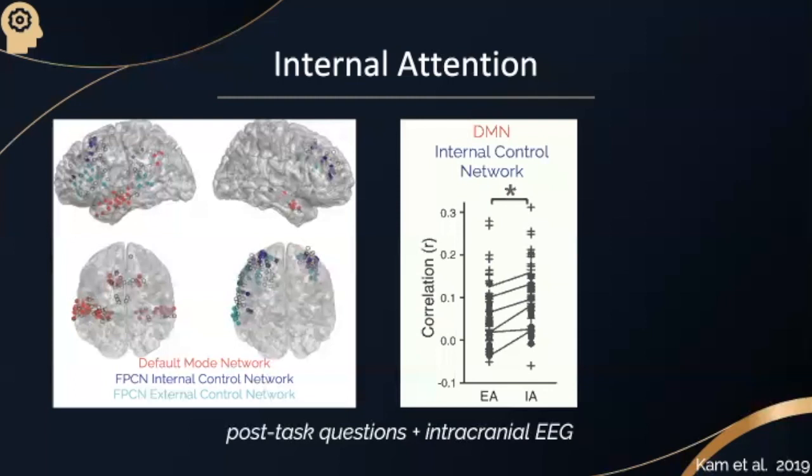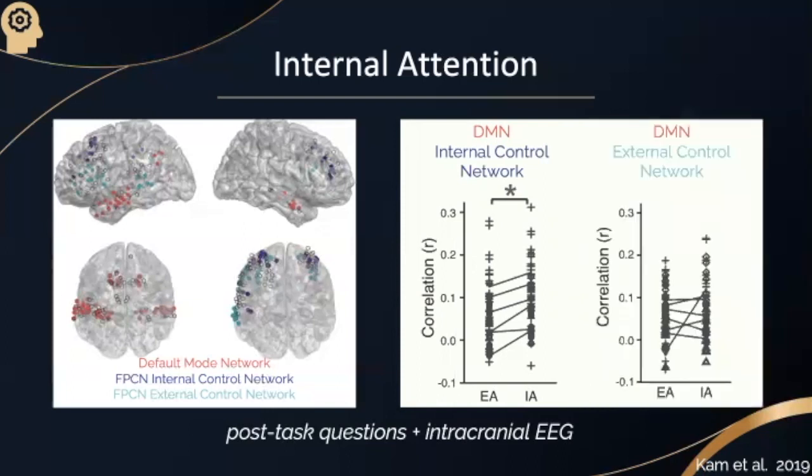We found that theta band connectivity between the DMN and the FPCN internal control network was significantly greater during internal attention relative to external attention. Now, this was not observed for the connectivity between the DMN and the FPCN external control network. Importantly, we found this metric of theta band connectivity to be significantly correlated with the post-task report of the frequency with which participants engage in internal attention, giving functional significance to this theta connectivity metric between networks.